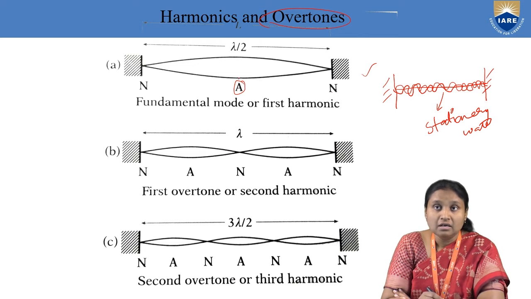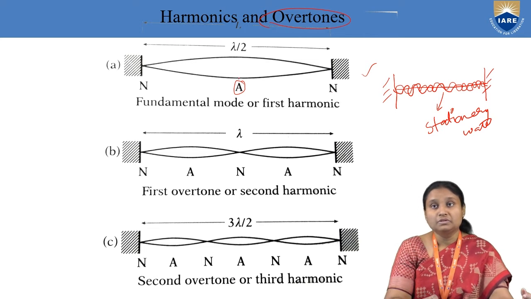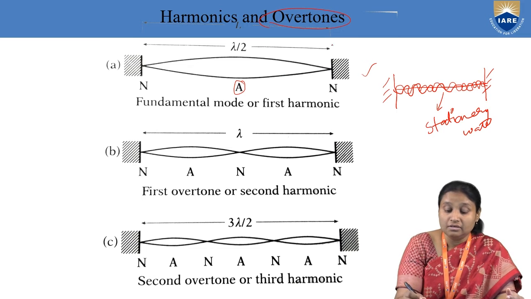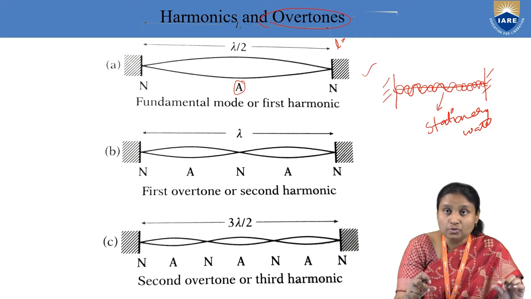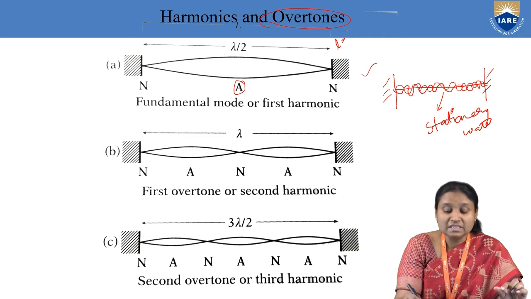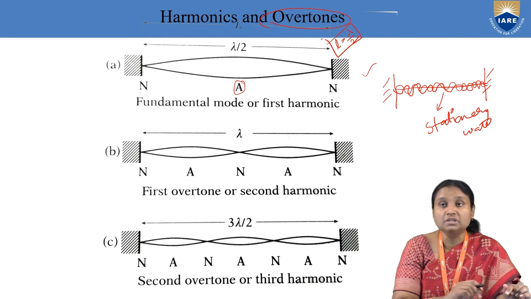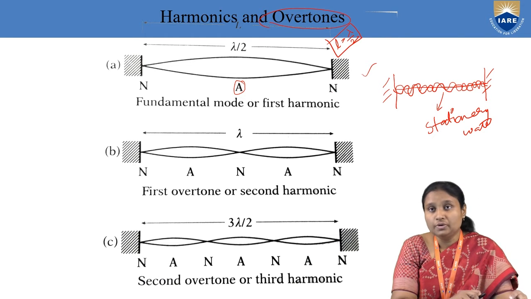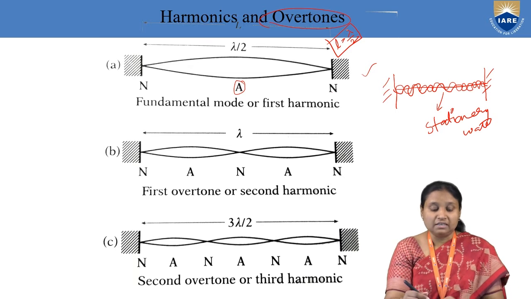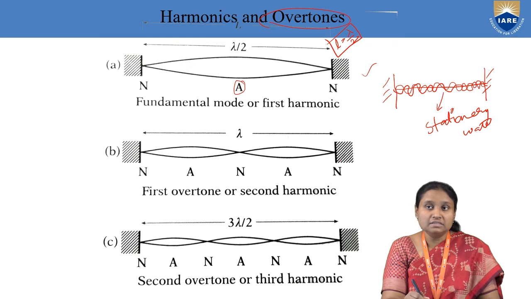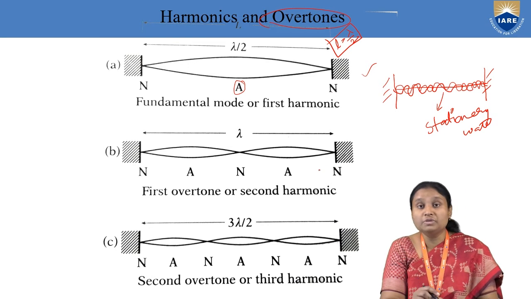In that case, the length of the string, because there is formation of only one loop, and each loop has a length equal to lambda by 2, where lambda is the wavelength. So each loop has a length equal to half of the wavelength. And if you take the second case, as you can see, there is a formation of two loops.